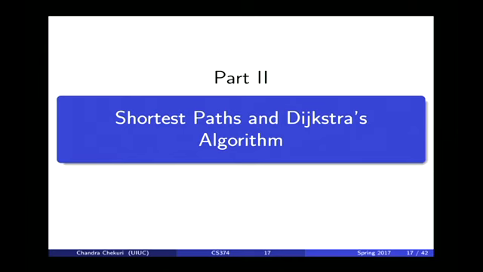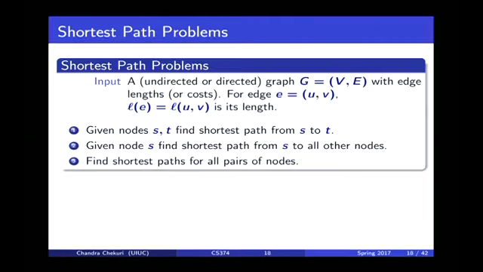So now we want to make the problem more interesting, right? We have lengths on the edges, and that gives us a shortest path problem. So you have a graph, a source vertex, you have lengths on the edges, and for now we'll assume that the lengths are not negative, right? We'll come to the situation where the lengths can be negative in a little while, right?